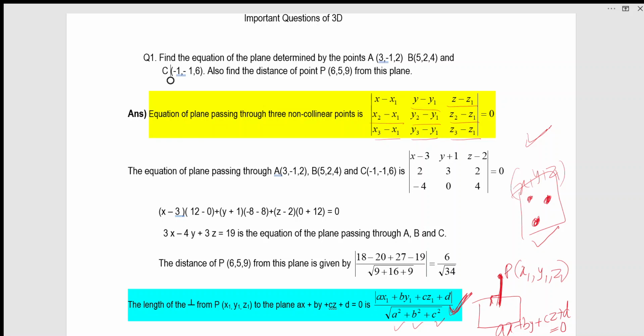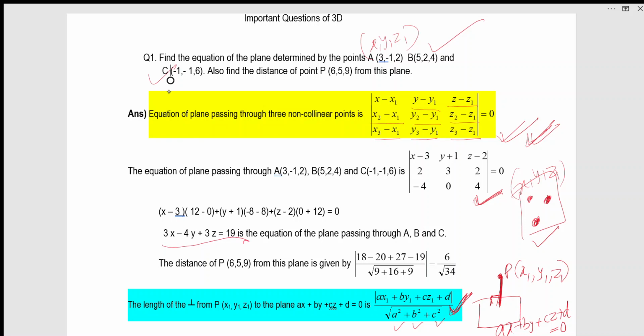Now I'm reading the question. Very important question given in NCERT as the solved example. Find the equation of plane determined by the points A (3, minus 1, 2), B (5, 2, 4), and C (minus 1, minus 1, 6). Also find out the distance from the point to this plane. So first of all, they are asking you to find out the equation of plane. I've already given you the formula. So this is x1, y1 and z1, the first point, this is x2, y2, z2, and this is x3, y3, z3. You will put in this formula, you will solve this determinant, right? You will solve this determinant and you will get the equation of plane.